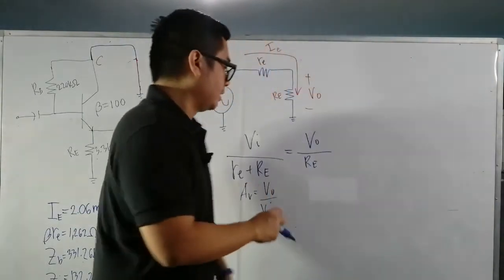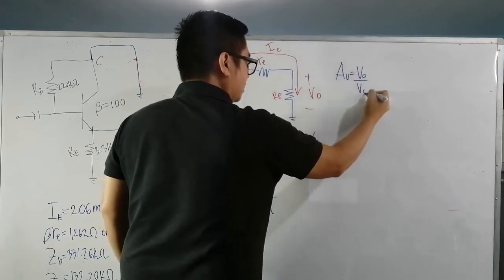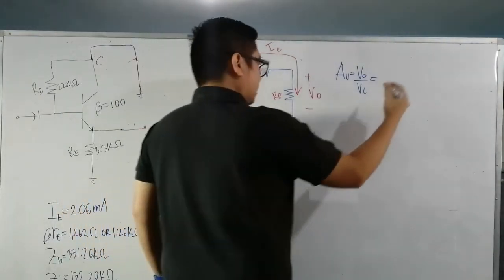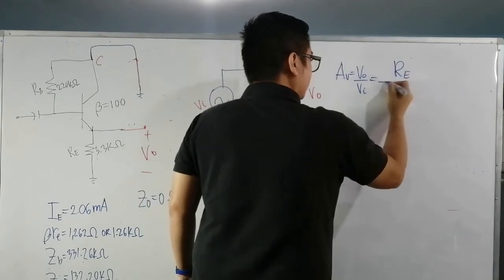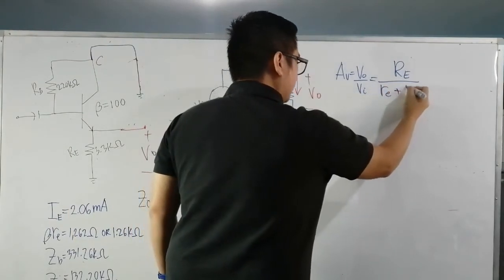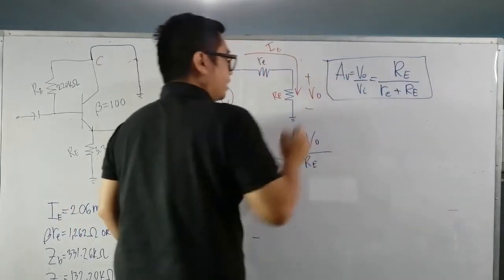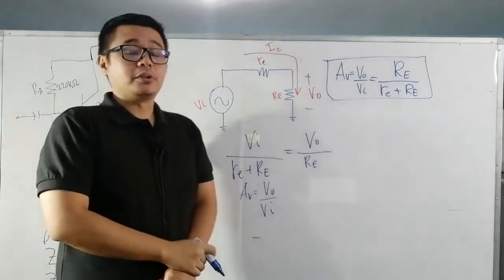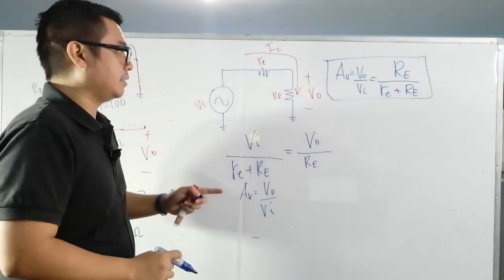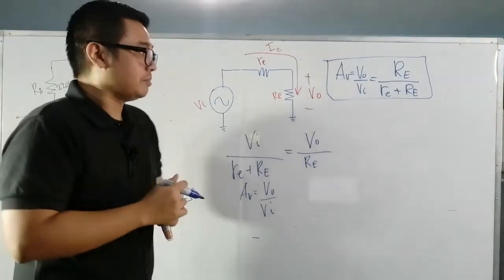So let me just write down the equation for the voltage gain on this side. We have output voltage divided by the input voltage. So i-rearrange lang natin tong equation na to. We have R sub E, which is the external resistor connected to the emitter, divided by AC emitter resistance plus R sub E. So this is the working equation for the voltage gain of the common collector configuration. We can now substitute the values of the AC emitter resistance and the external resistor R sub E.